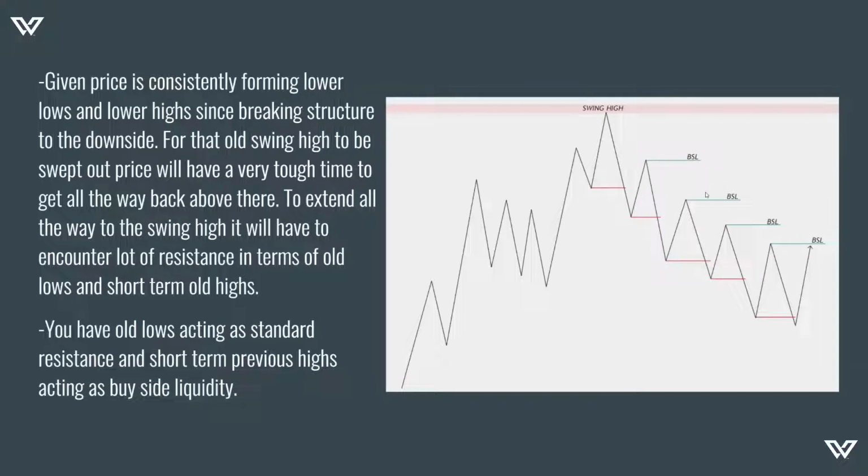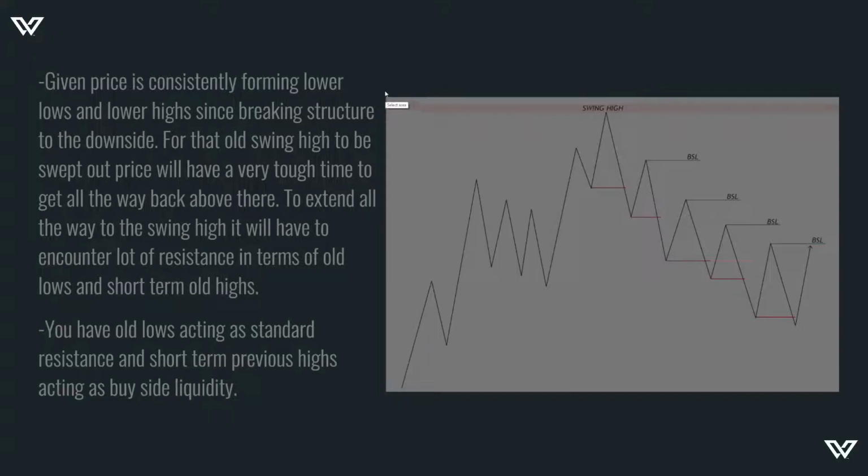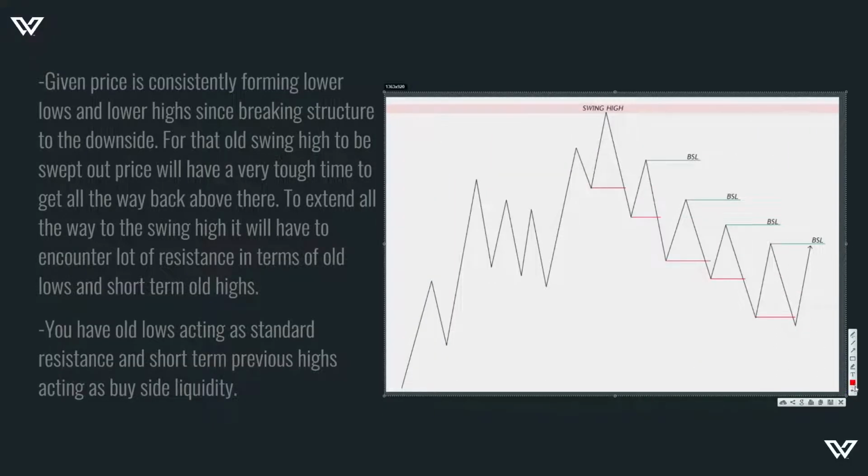So what we have above here is a lot of liquidity that we want to target. For the old swing high to be swept out, price will have a very tough time to get all the way back above there to extend all the way to the swing high, as it will have to encounter a lot of resistance in terms of old lows and short-term highs. Each one of these highs is going to act as some sort of resistance, because most likely we're going to have liquidity above.